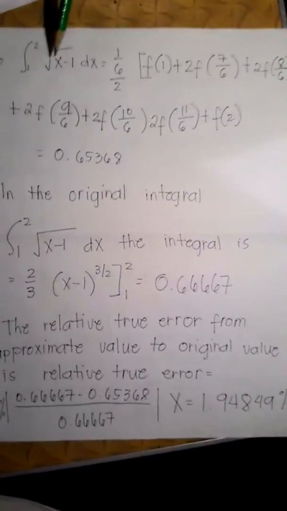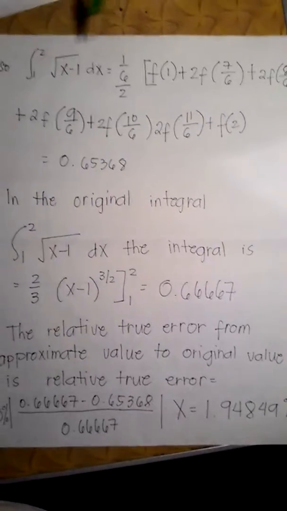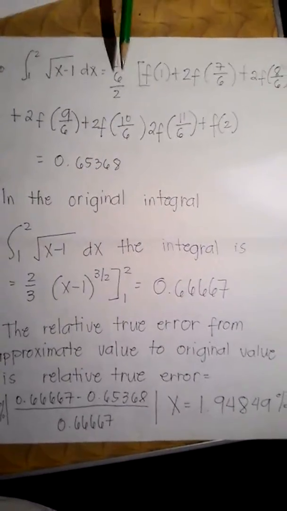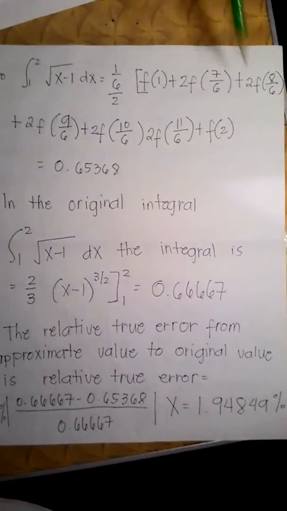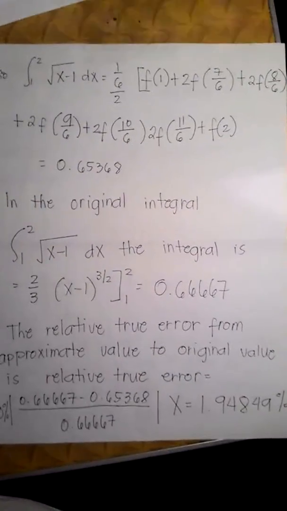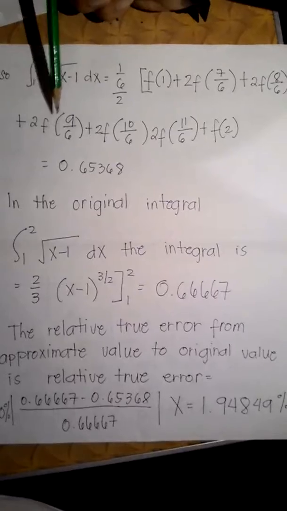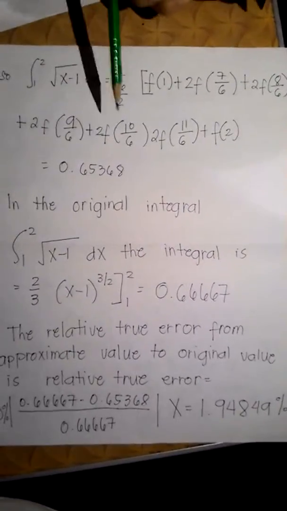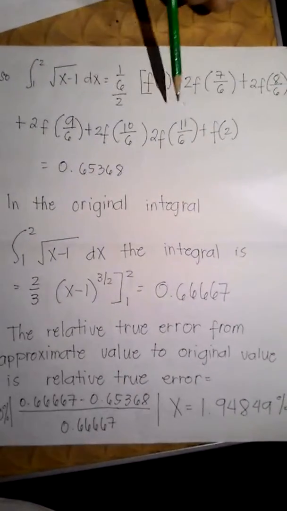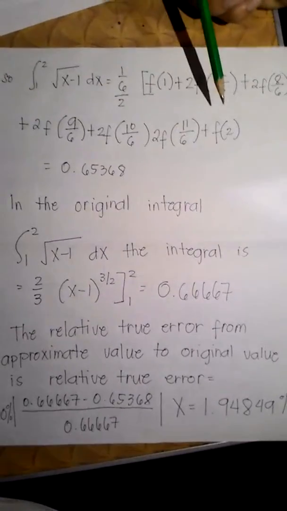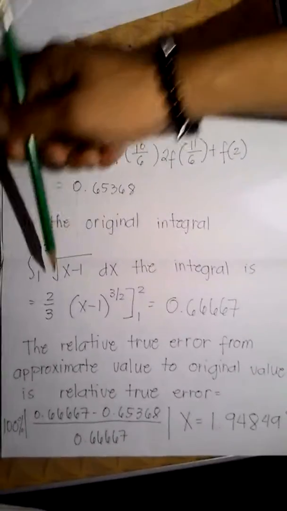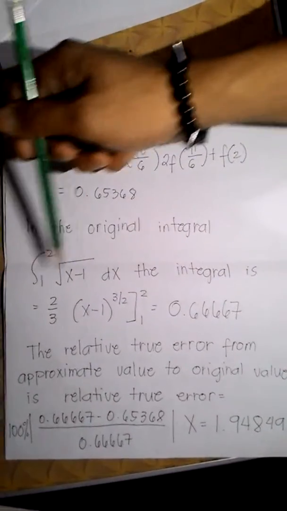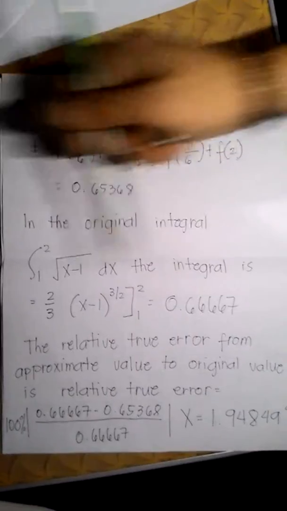So, the integral of square root of x minus 1 dx from 1 to 2 is equal to 1 over 6 all over 2 times f of 1 plus 2 f of 7 over 6 plus 2 f of 8 over 6 plus 2 f of 9 over 6 plus 2 f of 10 over 6 plus 2 f of 11 over 6 plus f of 2, which is equal to 0.65368.